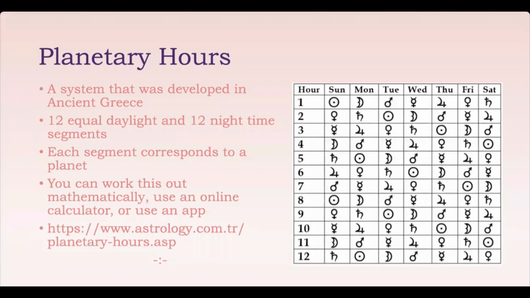The rest of the year, those segments are either going to be longer or shorter than an hour. In the time when the days are getting longer, of course, the hours of the daylight are going to be longer than an hour, and the hours of the nighttime are going to be shorter, and vice versa when the days are getting shorter. So each segment corresponds to a planet. If you look at hours 1 through 12 on Sunday, they correspond to these different planets. If you want to do this, you can do it mathematically, and you can use an online calculator, or you can use an app that figures it out for you.